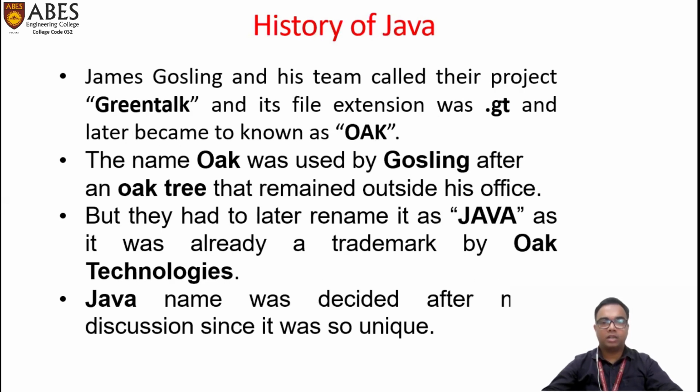Now, James Gosling and his team called their project Green Talk, and its file extension was .gt, and later it became known as Oak. The name Oak was used by James Gosling after an oak tree that stood outside the office. After that, it was renamed Java, as Oak was already a trademark of Oak Technology. Later on, the Java name was decided after discussion, and since it was so unique, that was the final name, and the extension is .java.